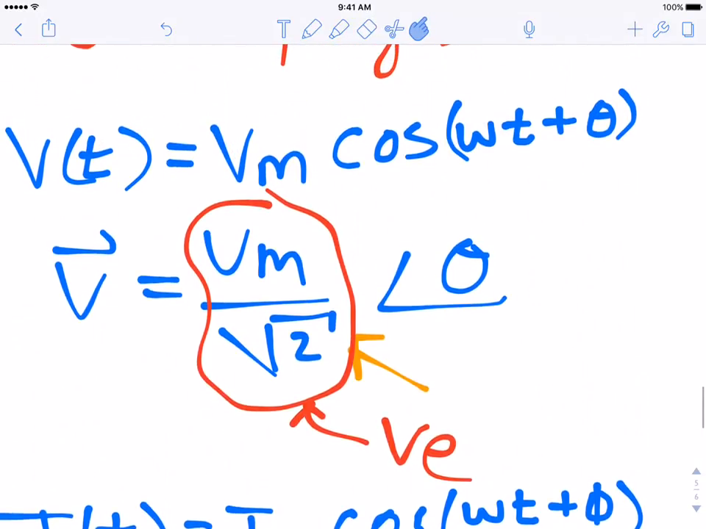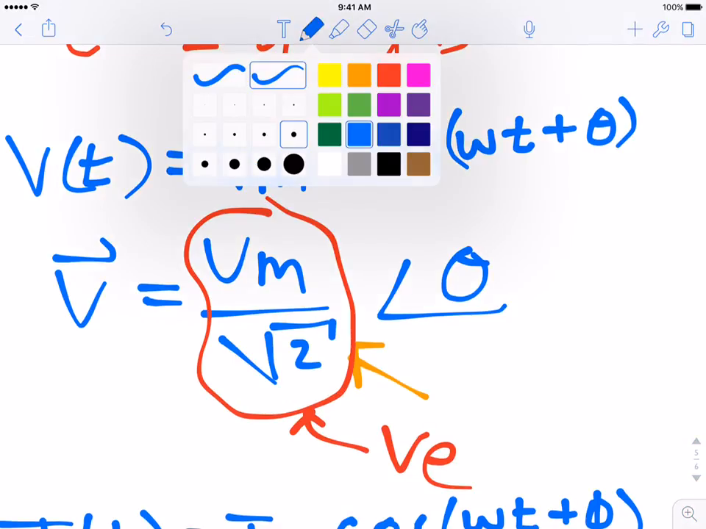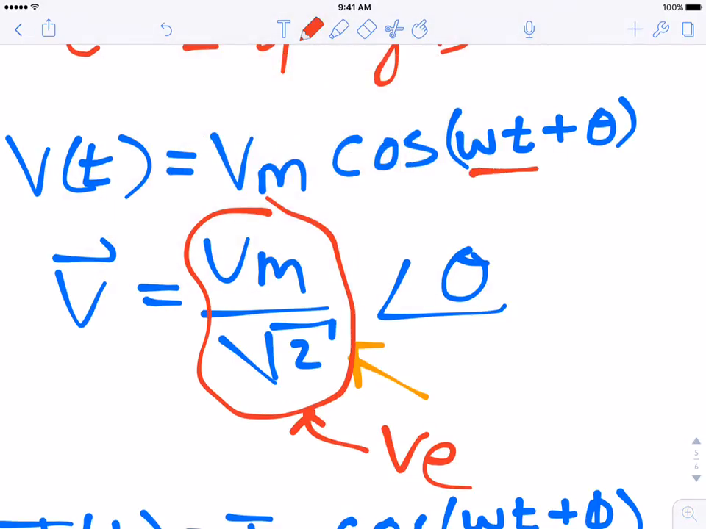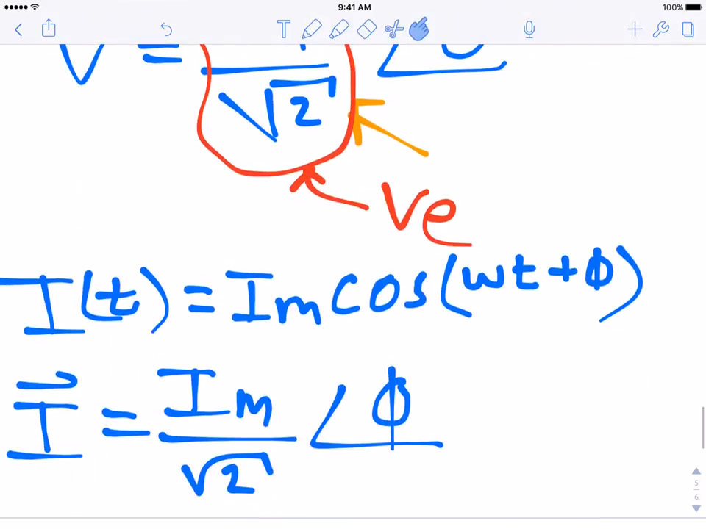So just one thing to note here is this omega t. The omega t is going to be the same for V and for I. It's going to be the same. You have a 60 hertz system, right? So everything's going to be 60 hertz. The only thing that really changes is your theta. You've got theta over here, you got a phi over here, but your omega t remains the same.